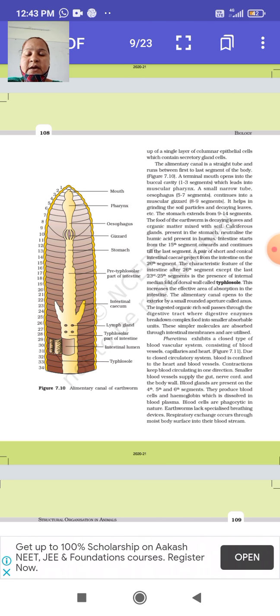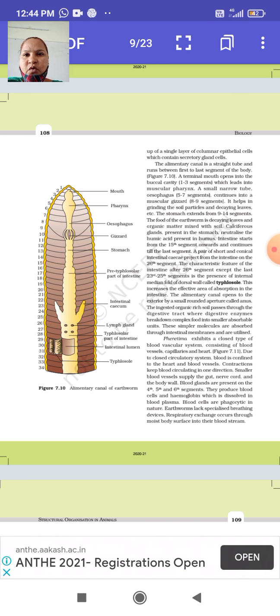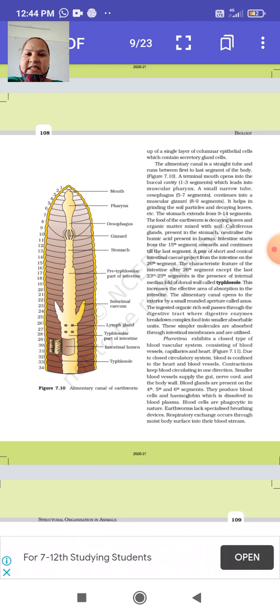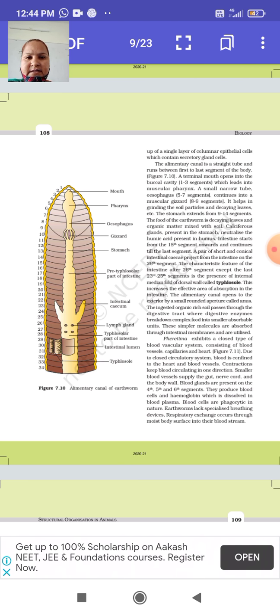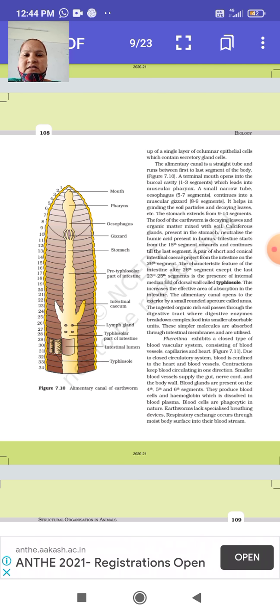As you all have seen, in the grinder which we use in the kitchen, the function of the grinder is that it just grinds the food particles. In the same way, the gizzard also grinds the soil particles. Now the gizzard leads to the stomach, and the stomach lies between the 9th to 14th segments. Now what is the food of the earthworm? The food of the earthworm is basically the decaying leaves and organic matter which is present in the soil.